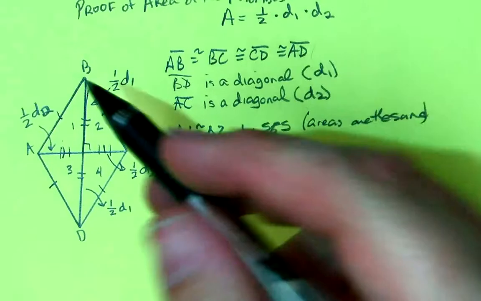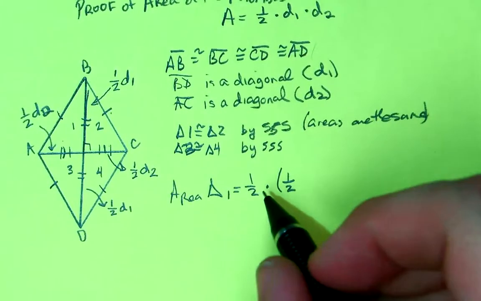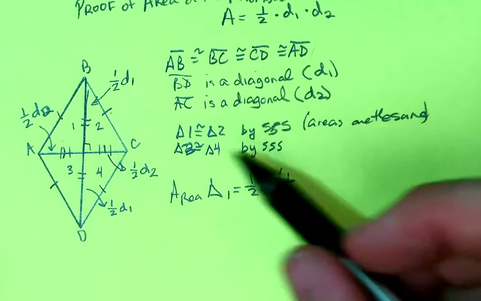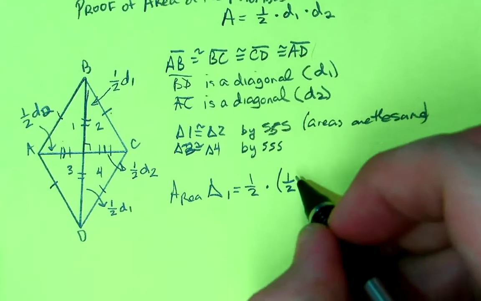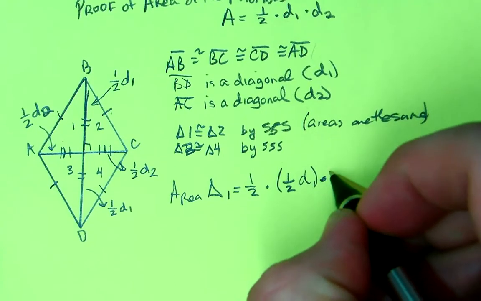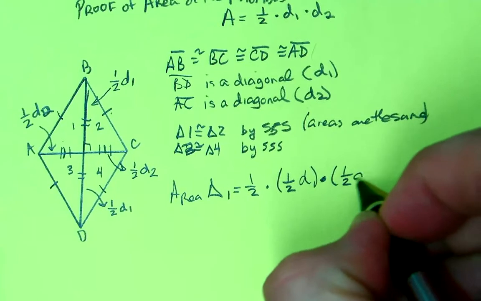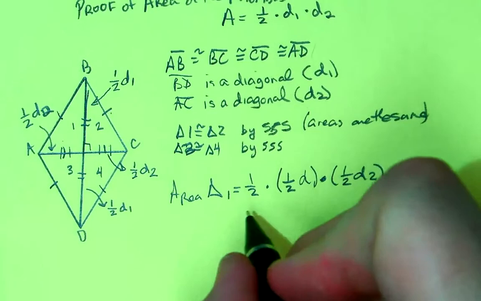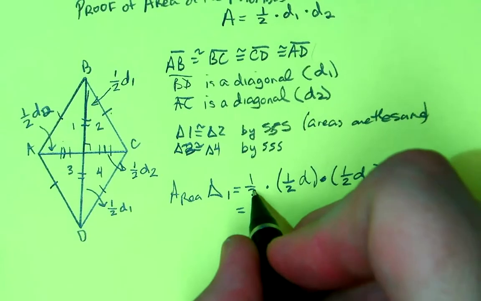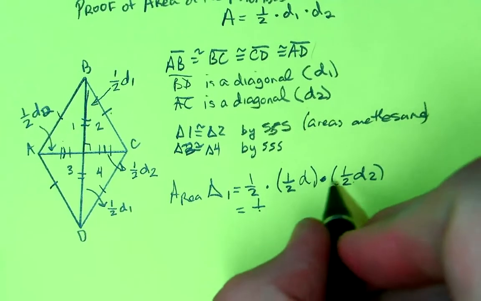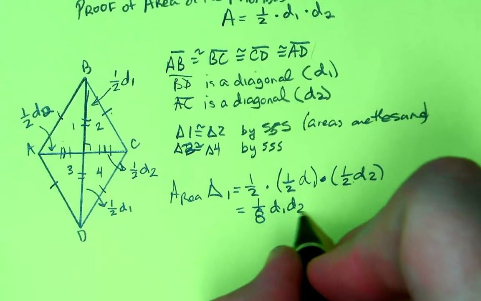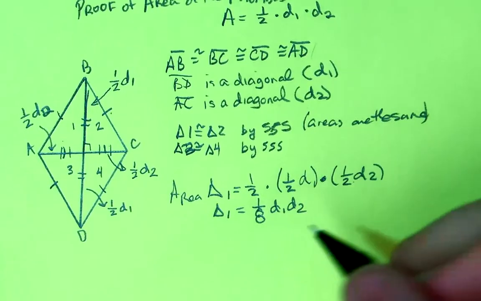Now, to find the area of the first triangle, triangle 1, you'll get 1/2 times, since it's a right triangle, leg 1 times leg 2. Leg 1 is 1/2 of D1, and then we're going to multiply that by 1/2 of D2. So what we'll get is 1/2 times 1/2 times 1/2, 2 times 2 times 2 is 8. So that's 1/8 D1 times D2. So that's triangle 1.